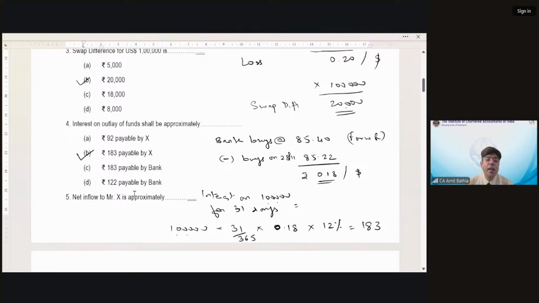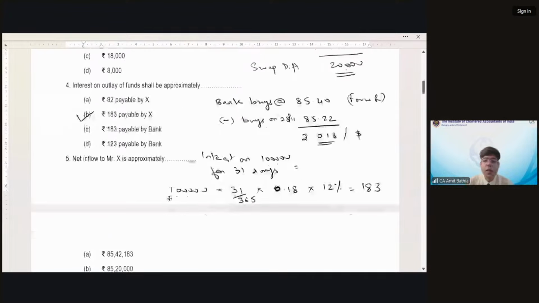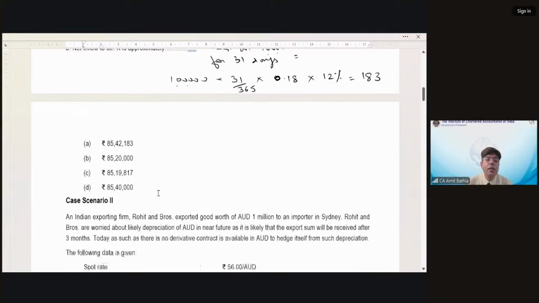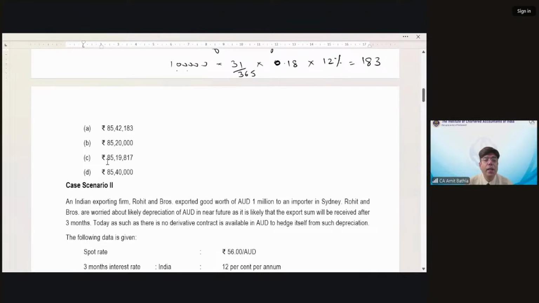Next is net inflow to Mr. X is approximately 8542, 8520, 8519, 8540. Which of these amounts will be the correct answer? All right. So first and foremost, as per the forward contract, what he should have received is this amount, right? Because it was at 85.40. This is what he was expecting to receive, 85,40,000.